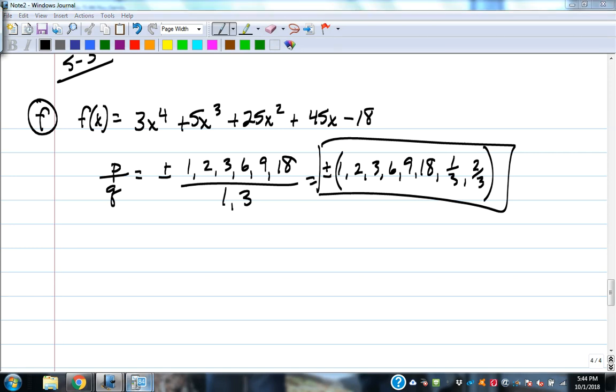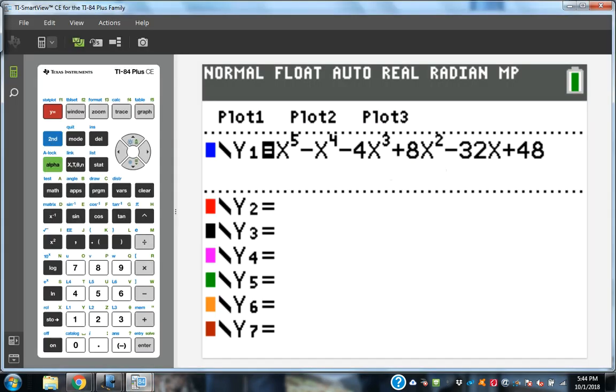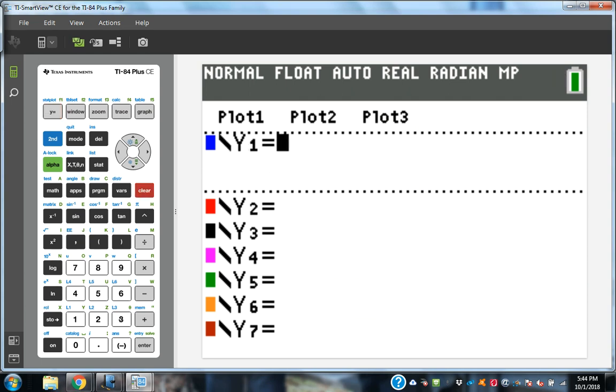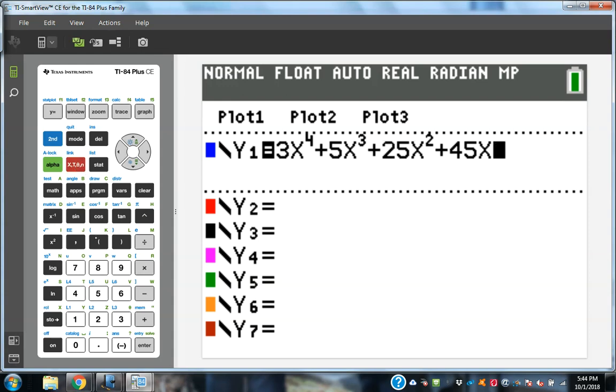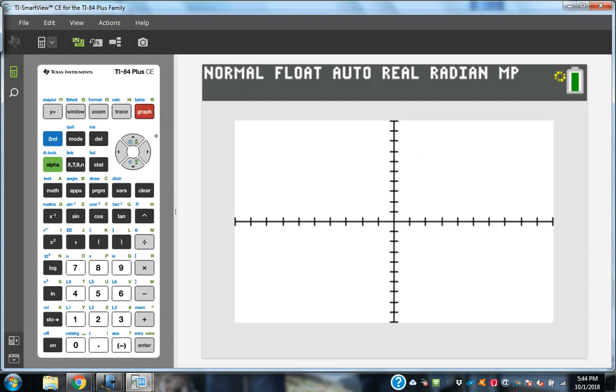Put the equation in the calculator and graph it. That's exactly right. So y equals 3x to the fourth plus 5x cubed plus 25x squared plus 45x minus 18, and graph it. See where it's crossing the x-axis.